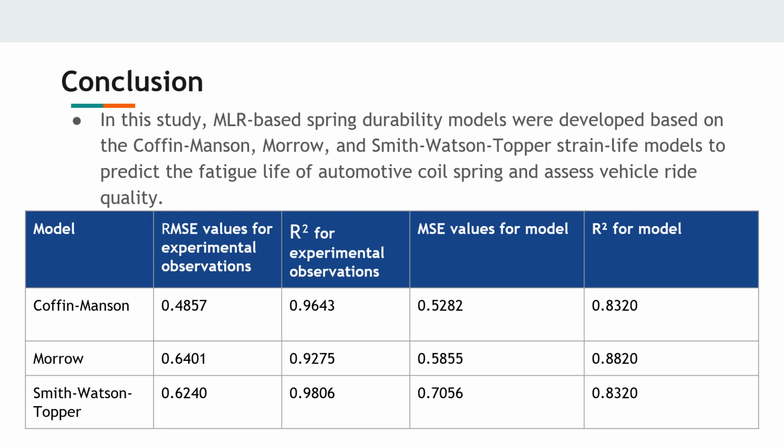This study indicated that 98.06% of the variability in the fatigue life is described by this model. Even though the Smith-Watson-Topper MLR-based model has higher RMSE, the correlation between the predicted and experimental values is excellent. Overall, the R-square values are more than 0.9 for all of the MLR-based spring durability models, which indicates the reliability of the models in predicting the fatigue life of the automotive coil spring.